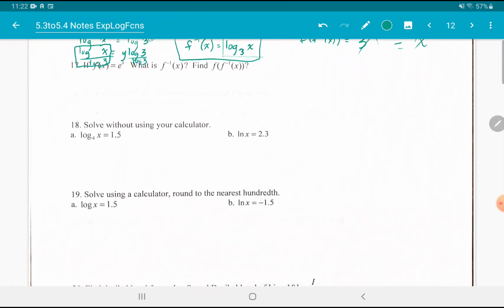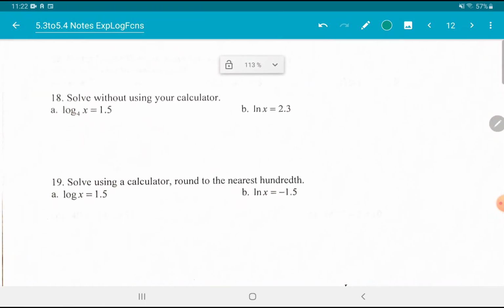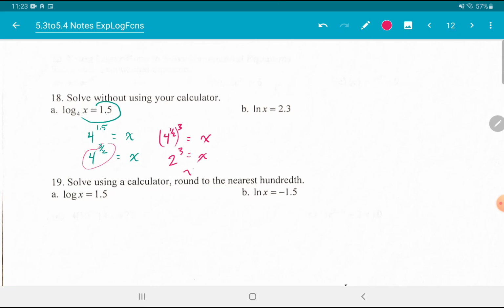All right, let's go on to number 18. Solve without using your calculator. If I just do the loop trick again, I have 4 to the 1.5 is equal to x. 1.5 is the equivalent value of 3 over 2. If I think about 3 over 2 in two parts, let's say 1/2 times 3, then I can think of 4 to the 1/2 right here. That's going to be 4 to the 1/2, and then that is to the third power. And 4 to the 1/2, we know that is the value of 2. So we have 2 to the third, and therefore we get 8.